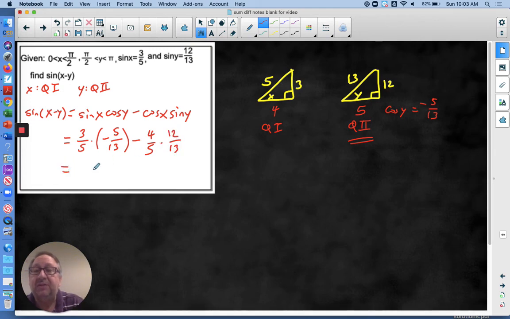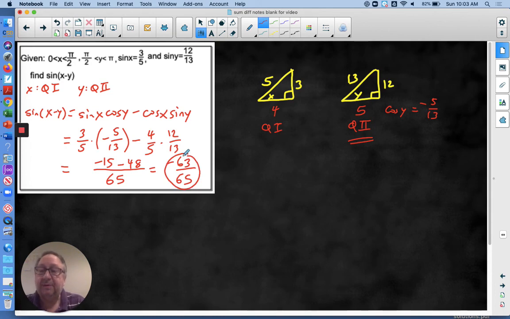Just like in the previous problem, it looks like we've got a 65 in the denominator, 5 times 13, and negative 15, and a minus 48. So it's kind of like last one. Negative, though, 63 over 65. And that takes care of the introduction and a couple of examples. I'll be back with a second video to give you the last 3 problems.